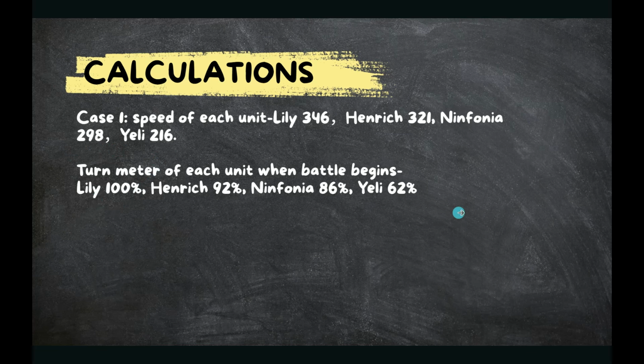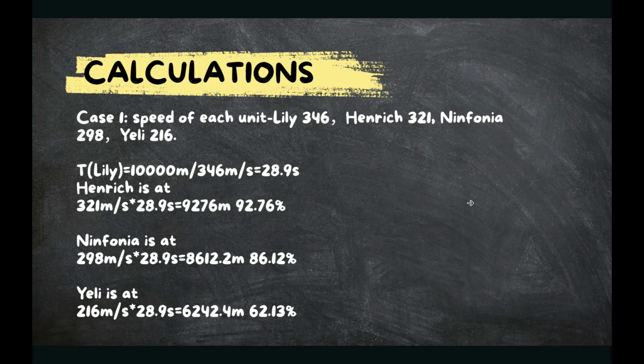And this is the thermometer of each unit when the battle begins. So how do we figure out each unit's position when battle begins? It's actually very easy. You just use the time Lily used to finish the whole race, and then use that time to multiply each unit's speed. Okay, so for example, Heinrich's speed is 321 meters per second, and you just use that speed, multiply the time Lily used to finish the whole race.